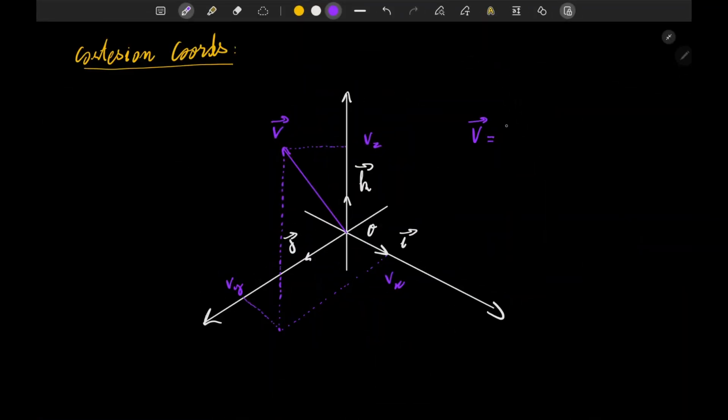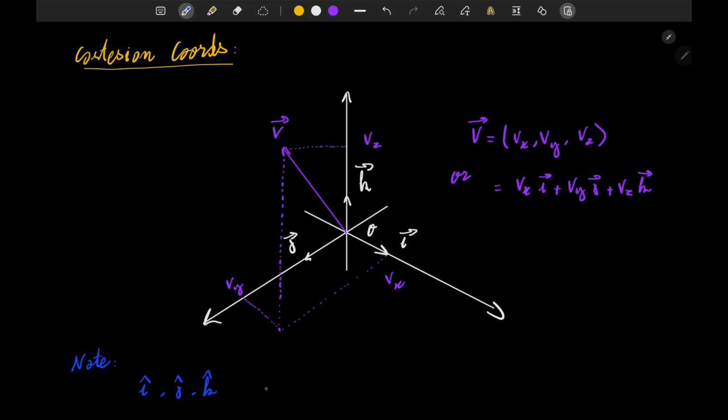So V can be represented by a 3D tuple containing Vx, Vy, and Vz, or Vx times the vector i plus Vy times the vector j plus Vz times the vector k. Note that throughout the video, I will be representing vectors by a letter and an arrow over it, or a hat. The hat just means that the length of the vector is 1.